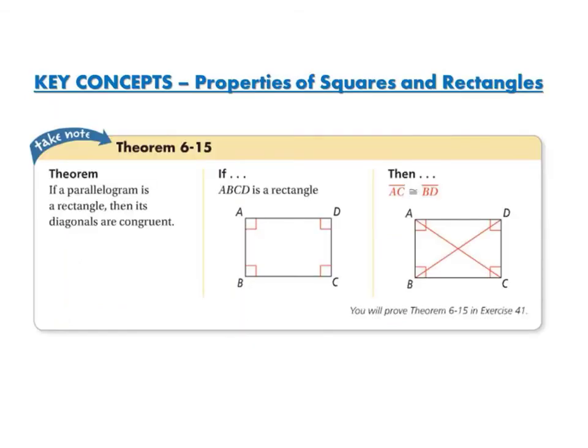This theorem states that if a parallelogram is a rectangle, then its diagonals are congruent. So if you look at AC, it is congruent to diagonal BD, and also when they cross each other, they divide each other into 4 equal line segments.